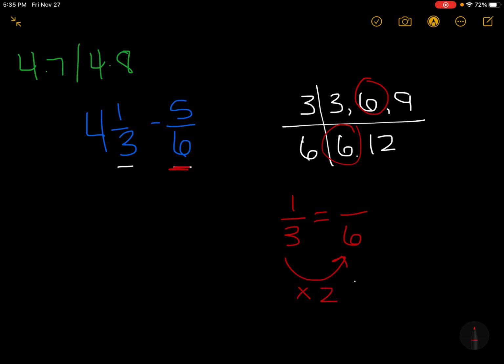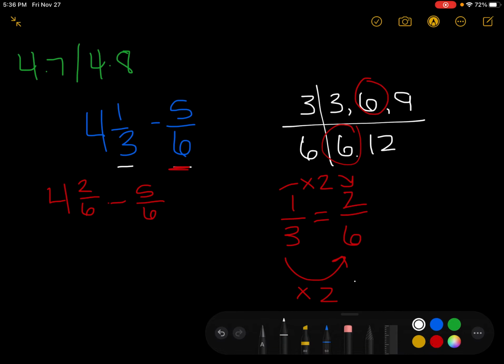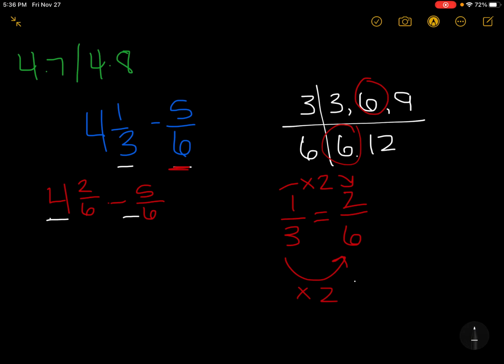What did I multiply by? 3 to 6. I multiplied by 2. Do the same thing to the top. And I ended up with 2 as my new numerator. So I'm going to rewrite our problem as 4 and 2/6 minus 5/6. So here's where it gets a little bit tricky. We're looking at 4 as our whole number, because we can subtract our whole numbers first, minus absolutely nothing. Easy. 4. This is where it gets tricky here.